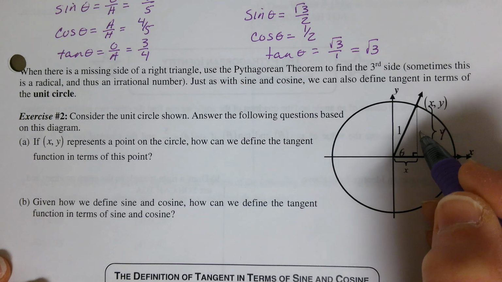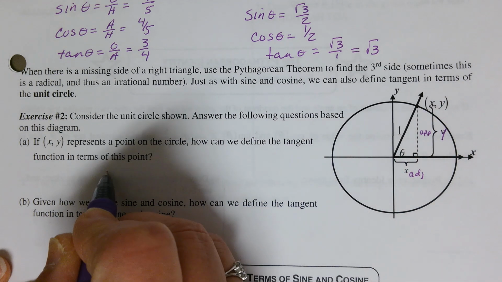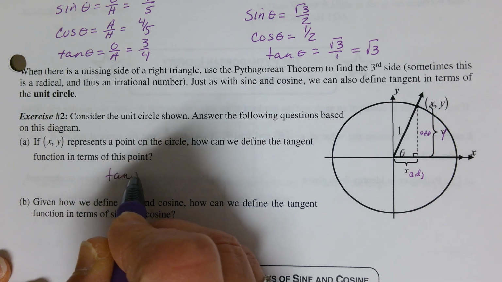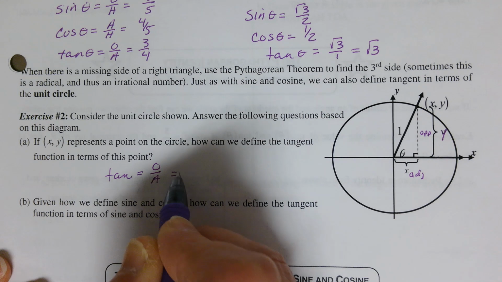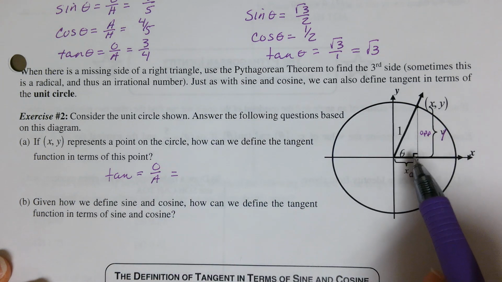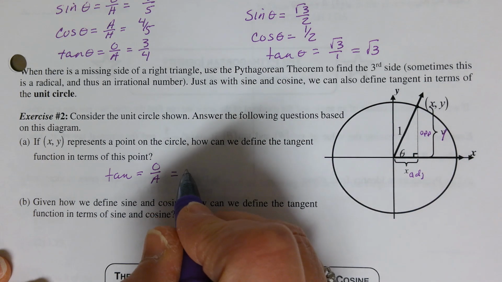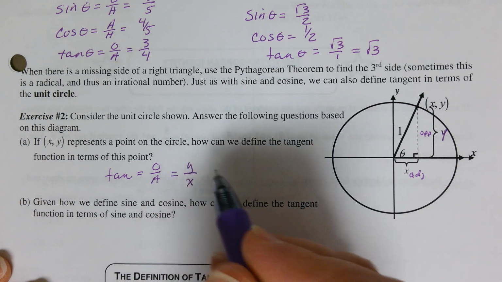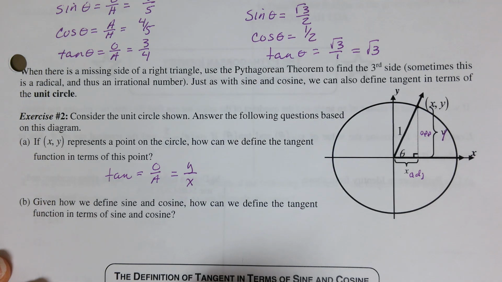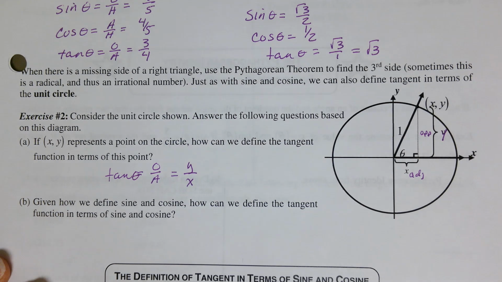So this is opposite, and this is adjacent. So tangent is equal to opposite over adjacent, which in this case, looking at this right triangle, opposite is represented by y, and the length of the leg adjacent is x. So tangent of theta equals y over x.